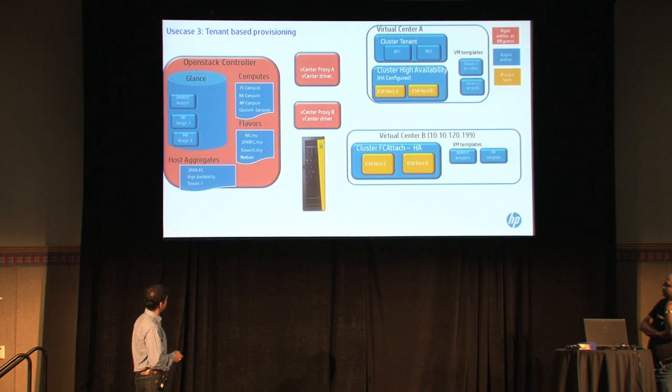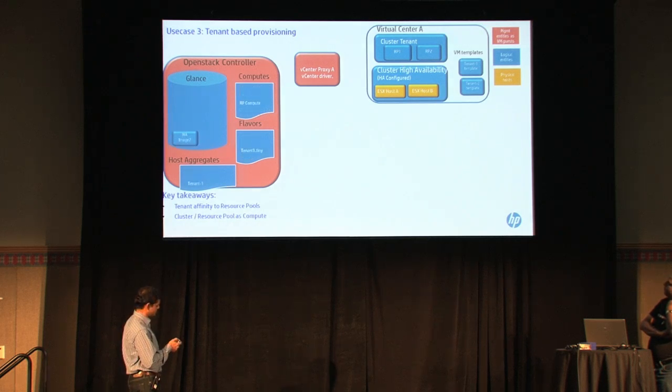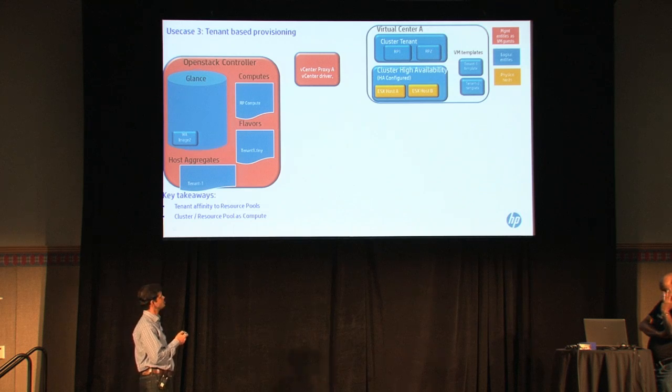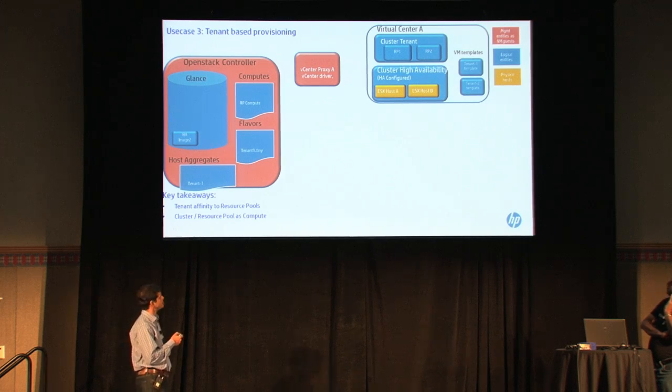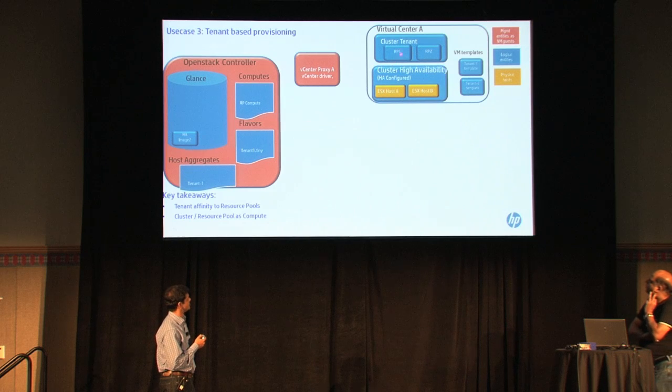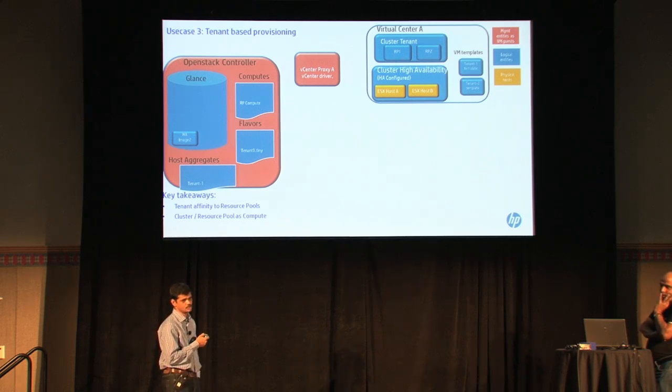So this is the setup of what we have. Let's concentrate on this cluster A here, where you have RP1 and RP2. These are the two resource pools out there in the cluster tenant, and you also have a highly available cluster. What we are trying to do here is we have created a host aggregate called tenant1, where we will set the affinity so that whenever you create a new instance, it goes into resource pool 1 or resource pool 2, by the host aggregate set metadata that you will set here.